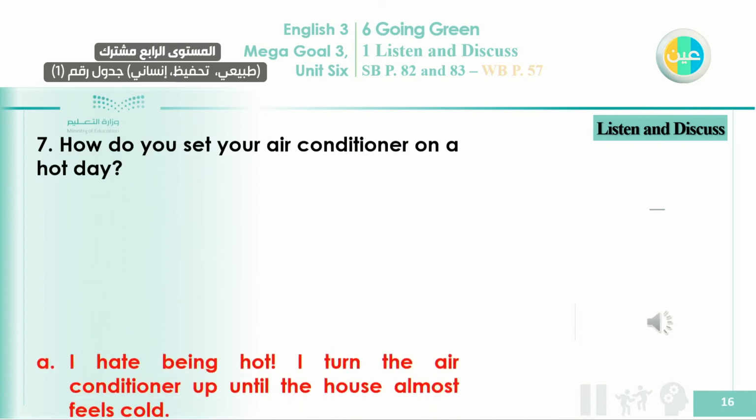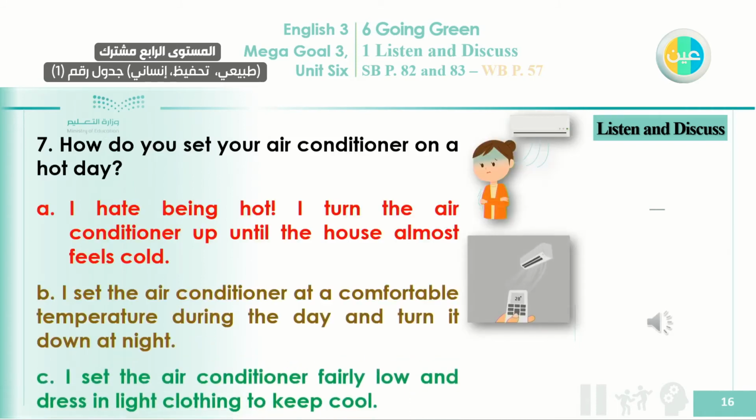7. How do you set your air conditioner on a hot day? A. I hate being hot. I turn the air conditioner up until the house almost feels cold. B. I set the air conditioner at a comfortable temperature during the day and turn it down at night. C. I set the air conditioner fairly low and dress in light clothing to keep cool.